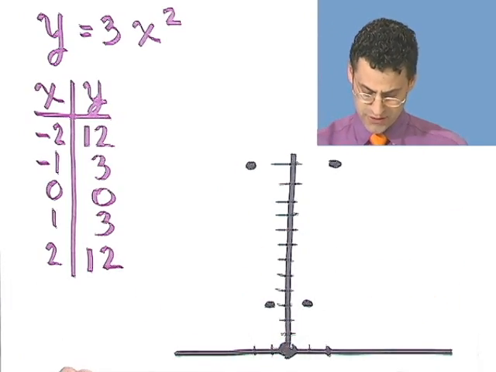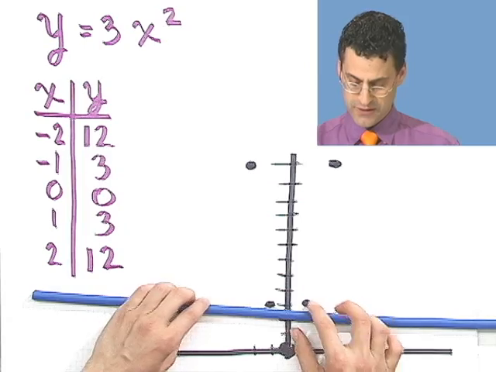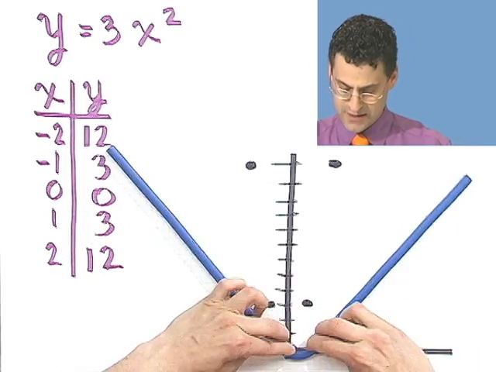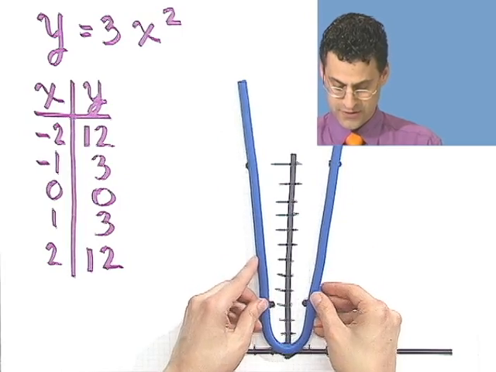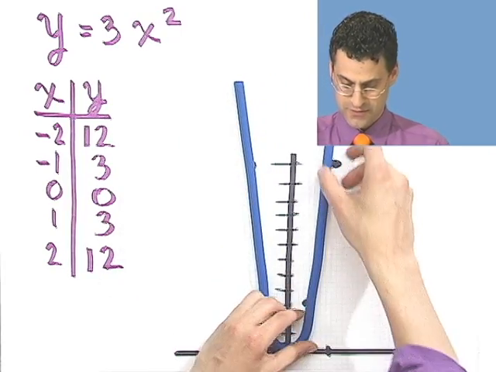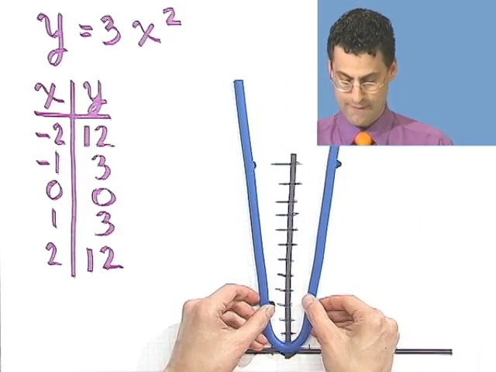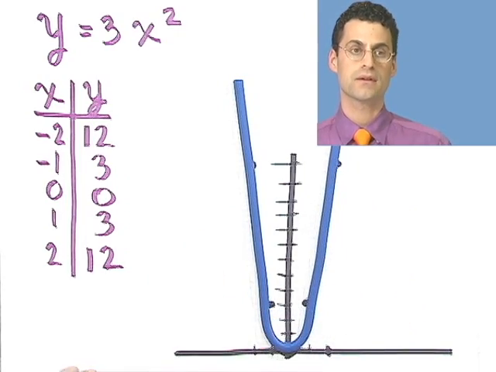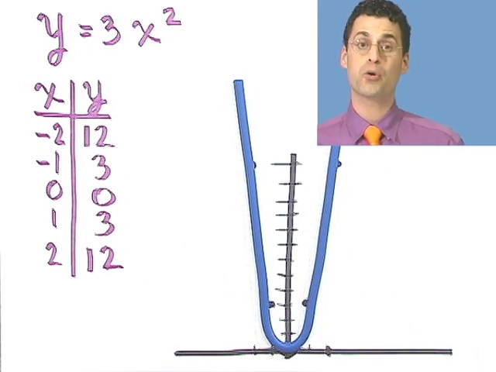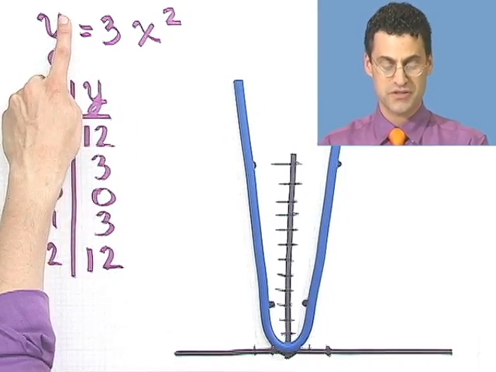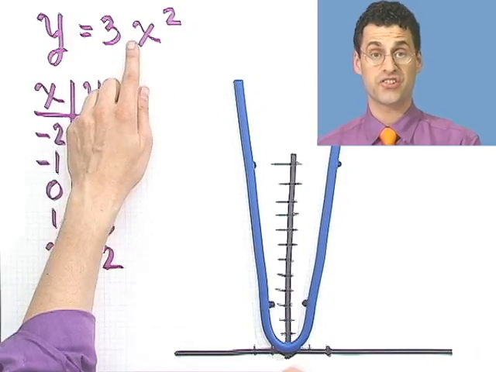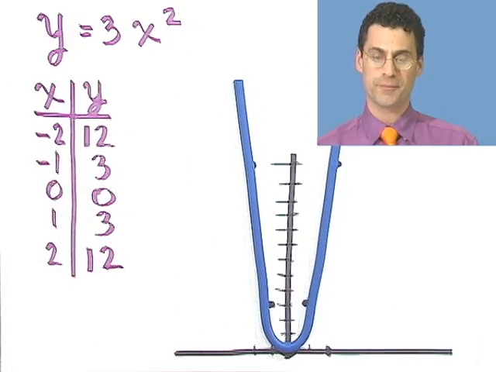Okay, so what would the graph look like if you connect those points? Well, if we connect those points, I'd have to bend this thing up to fit them. And it looks like this, doesn't it? And actually, this is an example of a parabola. Whenever you see an equation like this, where one of the variables is just to the first power, but the other variable is squared, then you're going to have a parabola.